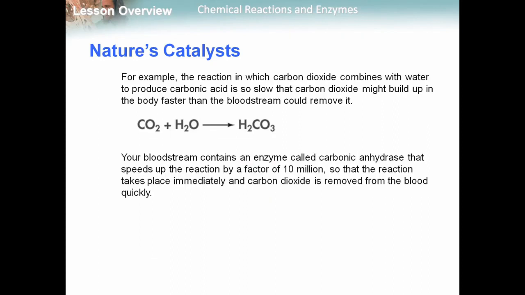For example, the reaction in which carbon dioxide combines with water to produce carbonic acid is so slow that carbon dioxide might build up in the body faster than the bloodstream could remove it. CO2 plus H2O goes to H2CO3. Your bloodstream contains an enzyme called carbonic anhydrase that speeds up the chemical reaction by a factor of 10 million, so that the reaction takes place immediately and carbon dioxide is removed from the blood quickly.